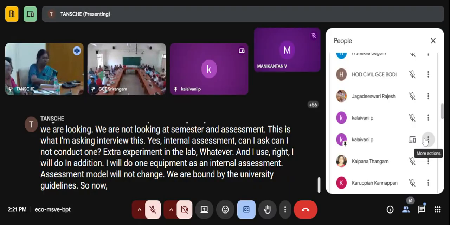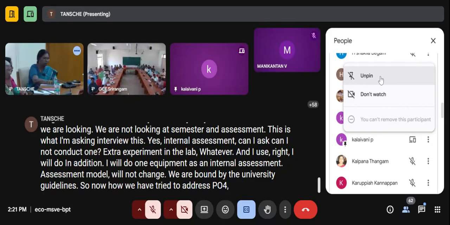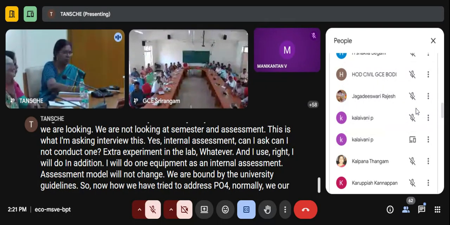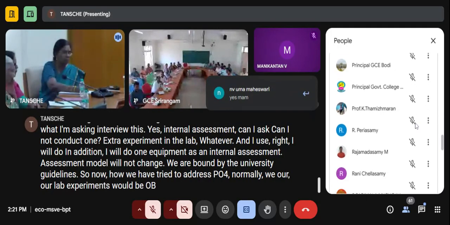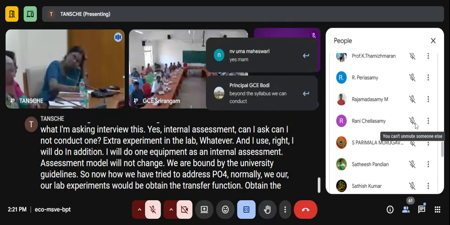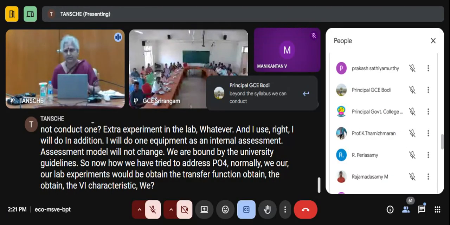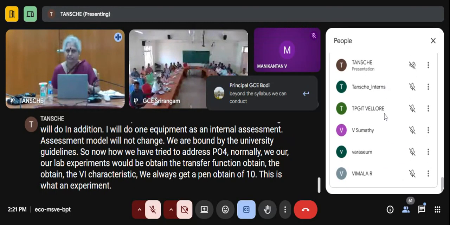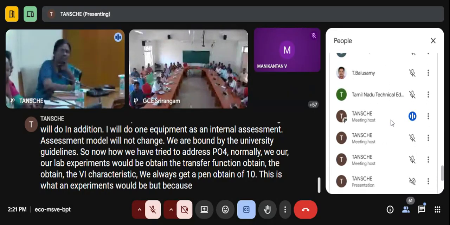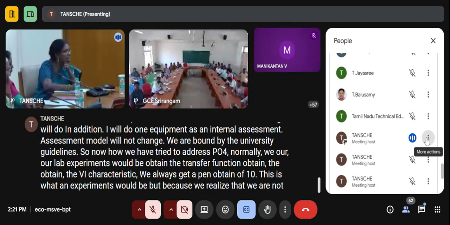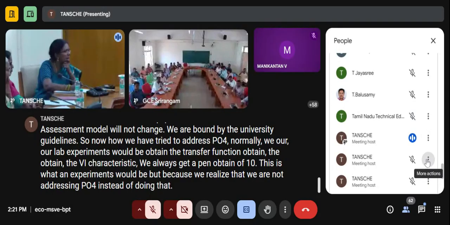So now, how have we tried to address PO4? Normally, our lab experiments would be to obtain the transfer function, obtain the VI characteristic, or we always get to obtain something. This is what our experiments would be. But because we realized that we are not addressing PO4, instead of doing that, we gave them a black box.